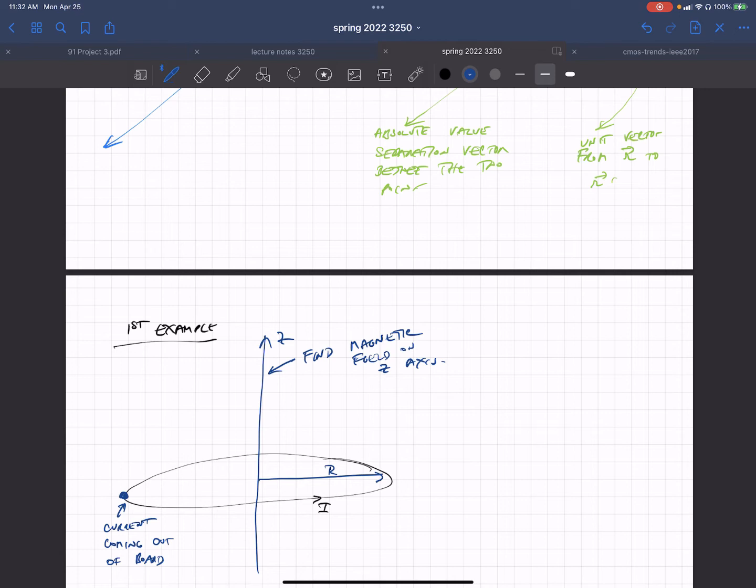Okay, so there'll be a corresponding current here on this other side. That's the current going into the, like, it's not really the board, the screen. Out of the screen, into the screen. Current here is going into the screen.